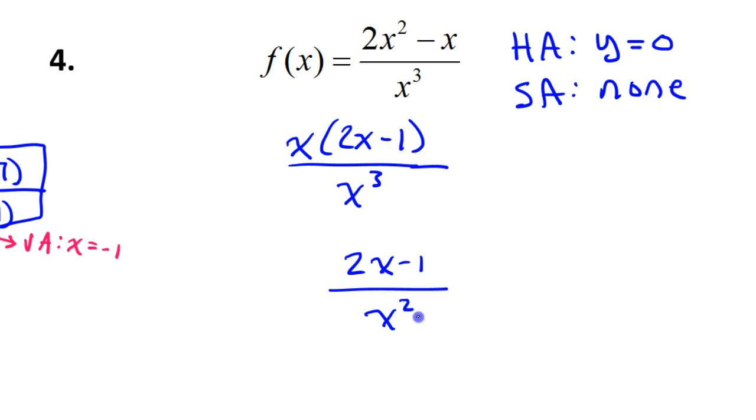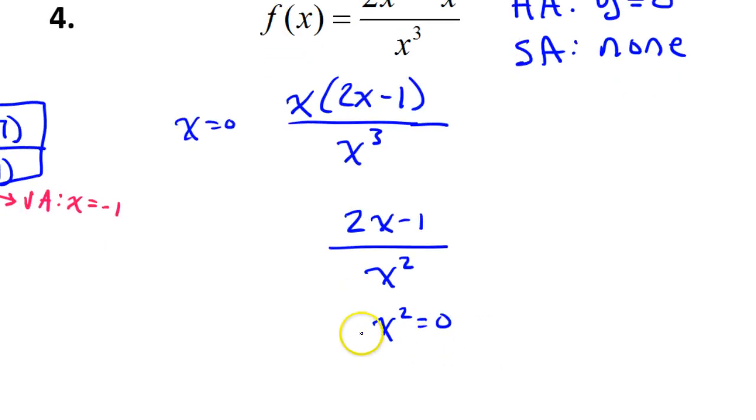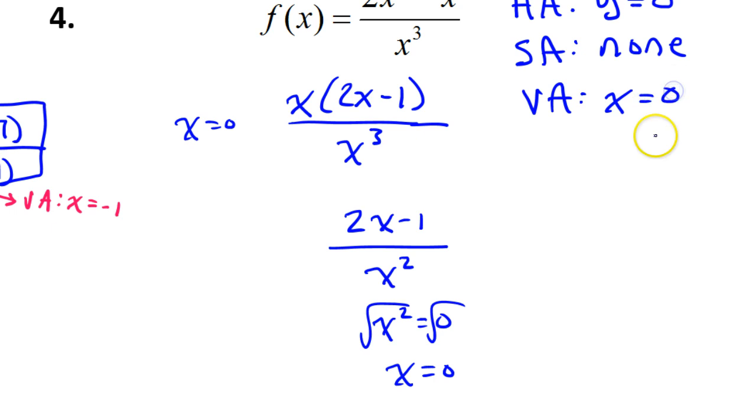But you know, that would be a hole at 0. x is just 0, because if you set x equal to 0, you just get x equals 0. But if I set the remaining x squared equal to 0, if I take the square root of both sides, that's going to give me x equals 0. So we're still going to have a vertical asymptote. All right, because even after we cancel out the x's, we still have x equals 0. So we have a vertical asymptote at x equals 0.